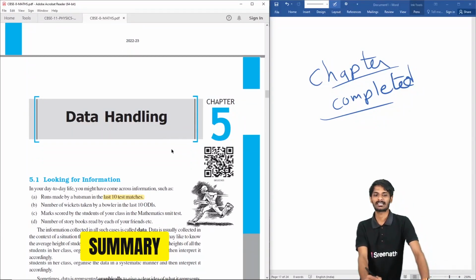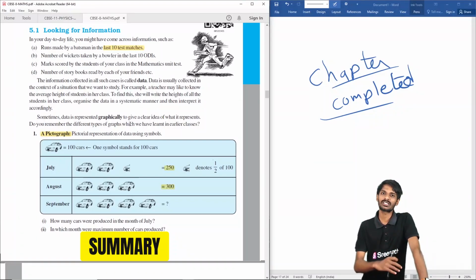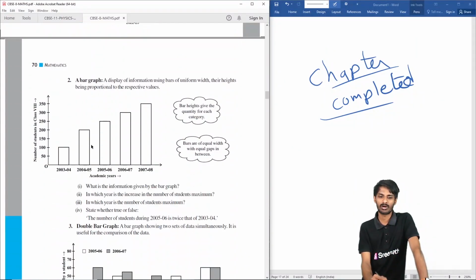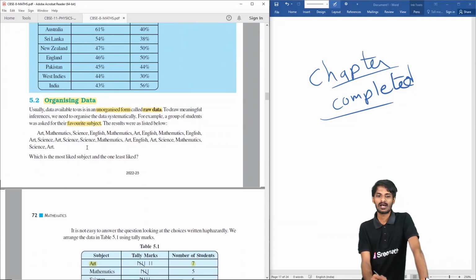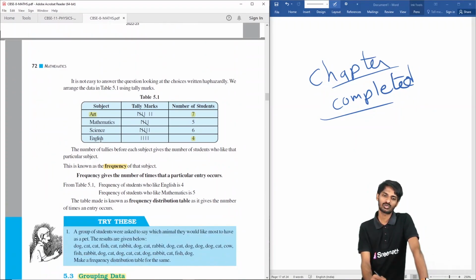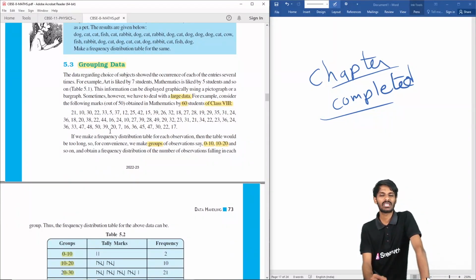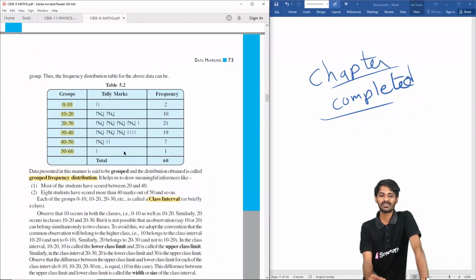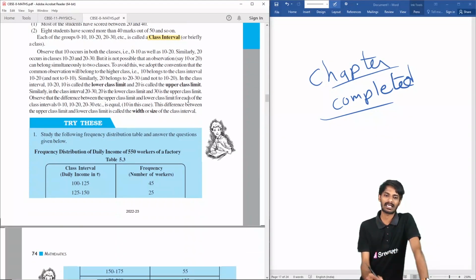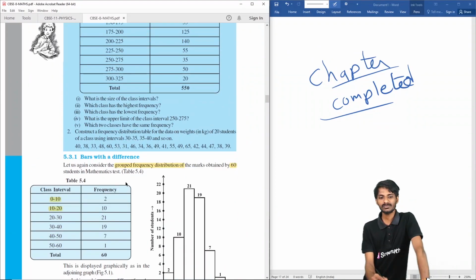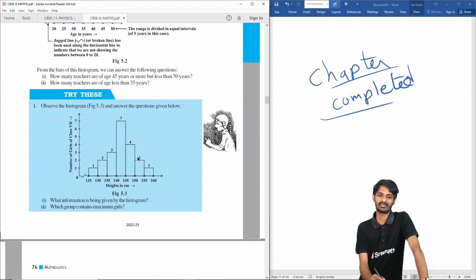So now we will see the data handling chapter summary, students. First, information can be represented in pictographs, bar graphs and double bar graphs to compare and to get some inferences. Organizing data is very important so that we can get it easily, and frequency is the number of times a value comes. For very large data, it is better to group the data. It is the grouped frequency distribution, with class intervals, lower class limit, upper class limit and class width. And there is the histogram: there is no space between the bars, and the length represents the frequency.